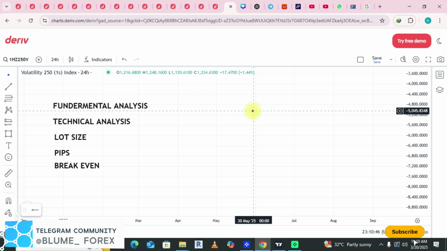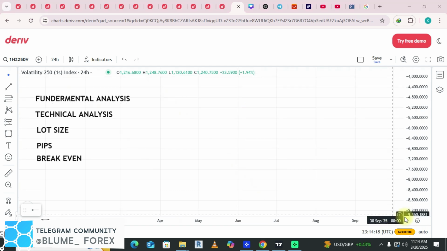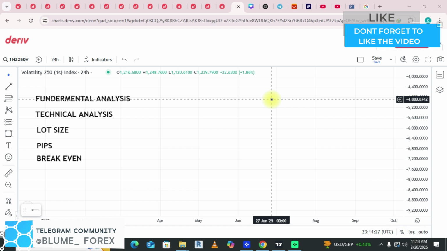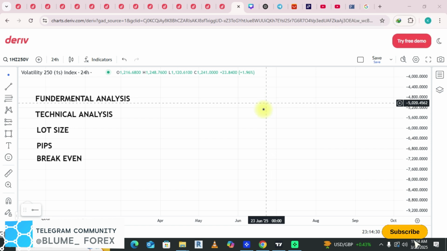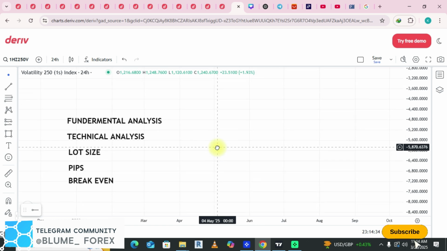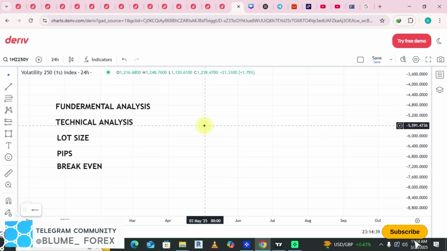Now moving on, we have lot size. Before we touch on the lot size, I'll first introduce the pips. Then we are going to link the lot size to the pips. Pips help you know how far the market has moved in a specific range. Through the pips and lot size, that is how you are going to know how much you make on the forex market. So you should be paying attention at this point.